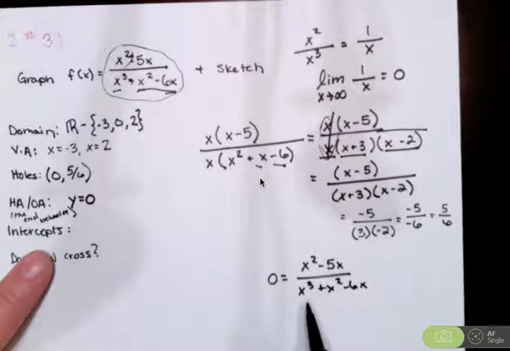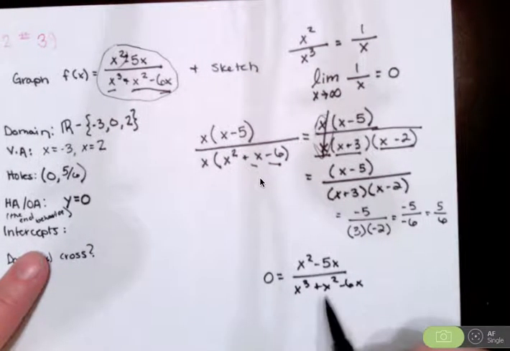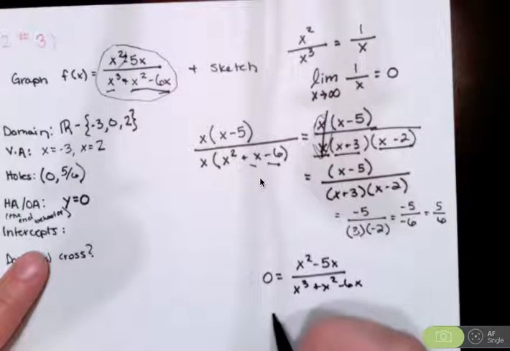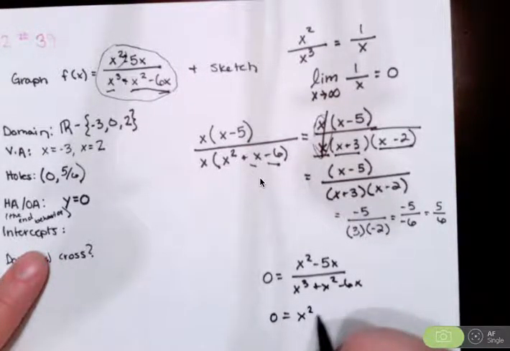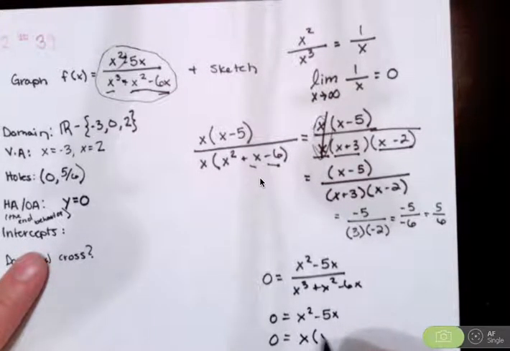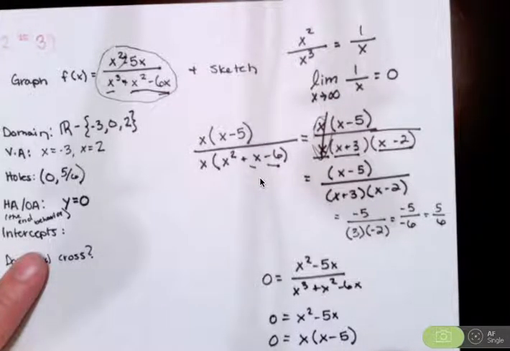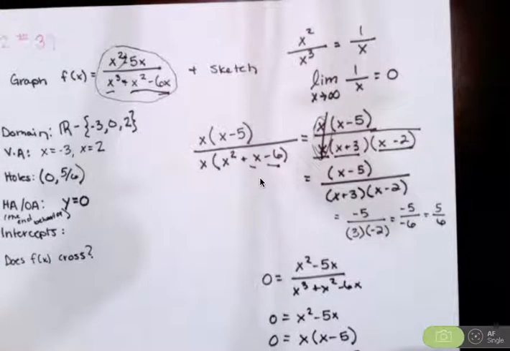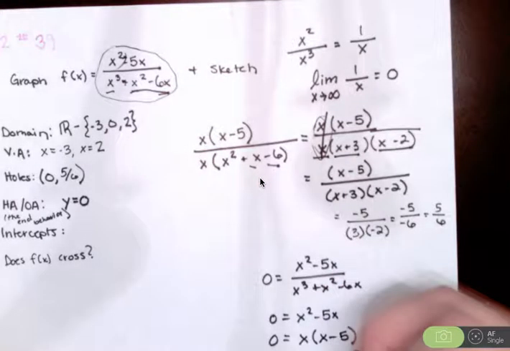Okay? So again, I set y equal to 0. If I multiply all this over, I get 0 equals x squared minus 5x. I'd have to factor that to solve. So then I'd get x equals 0 and x equals 5. But 0 is a problem because it's not in my domain. So that's actually not an intercept.